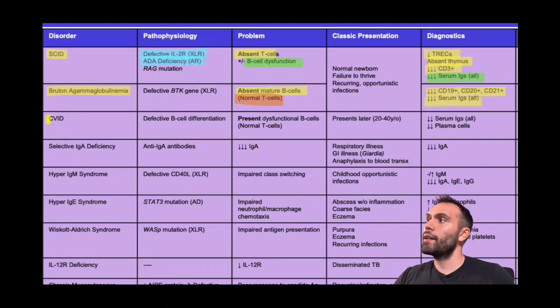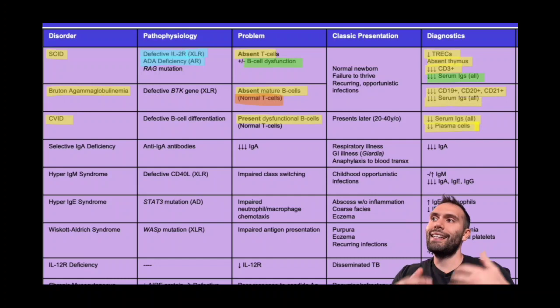Common variable immunodeficiency, what's the difference between these two, right? The difference is here I have absent mature B cells. Here they're present, they're just dysfunctional B cells. Okay, so I have B cells in the blood, so I should have CD19, CD20, CD21 markers on flow cytometry, but the problem is they're dysfunctional. So I still will have a decrease in all of my immunoglobulins and a decrease in my plasma cells because I can't get these B cells to actually become activated to become plasma cells.